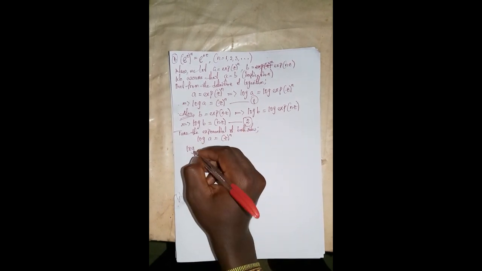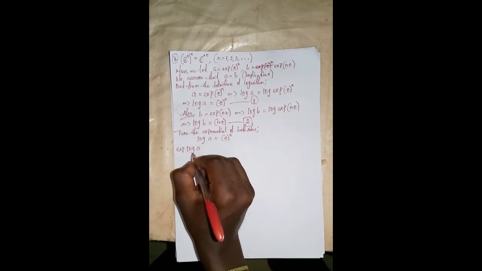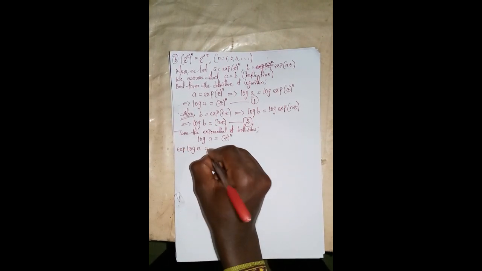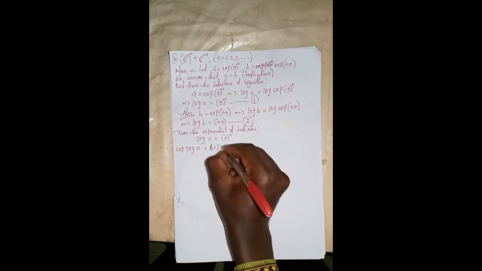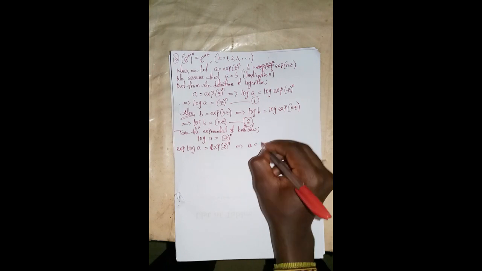This will be log a, and we have exponents, since we're taking the exponential of both sides. So we have exponents. The exponential of log a is equal to the exponent of z raised to the power of n. This implies that we have a equal to the exponent of z raised to the power of n. I'll name this a star now.